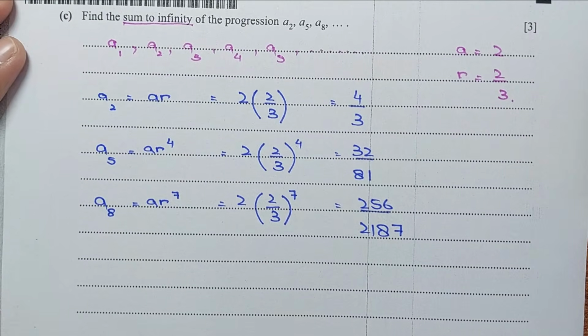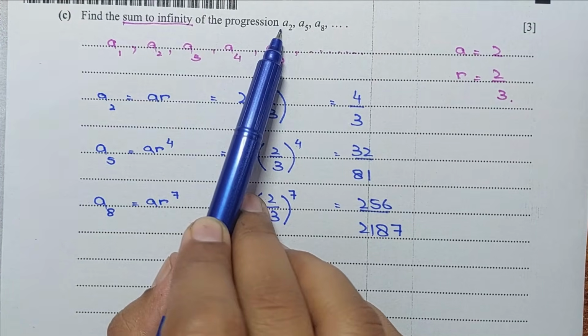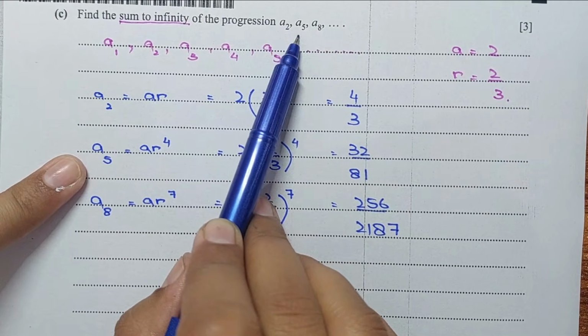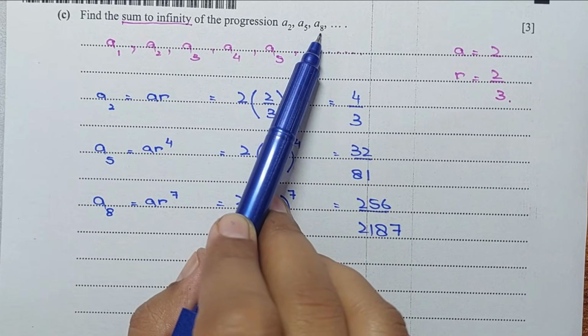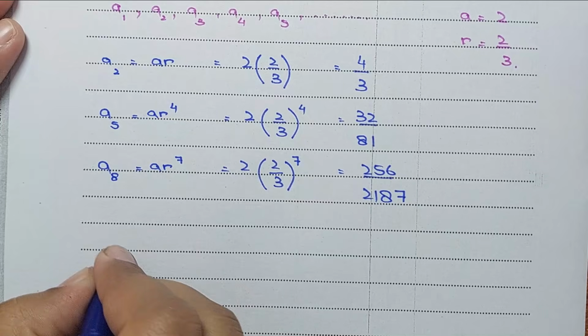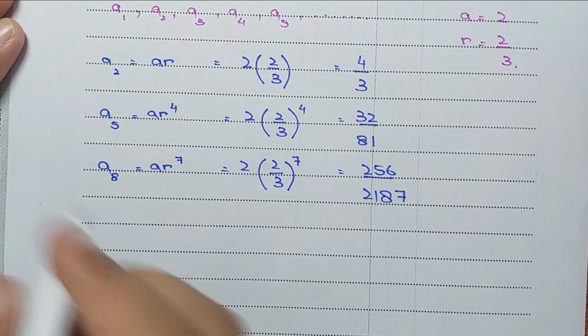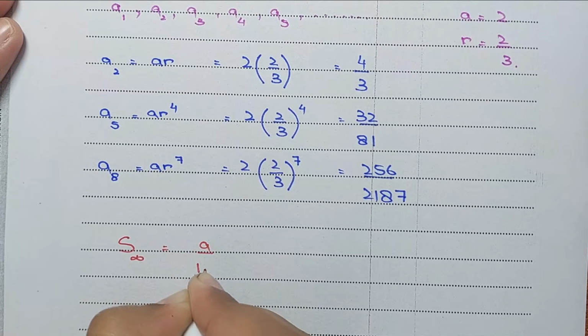All right. Now find the sum to infinity of the progression. The first term is your A2, the second term is your A5, the third term is your A8, and so on. Okay, it is given that it's a geometric progression, right? Now the sum to infinity has a formula. S infinity is equal to A over 1 minus R.